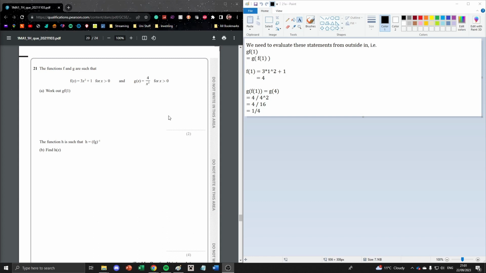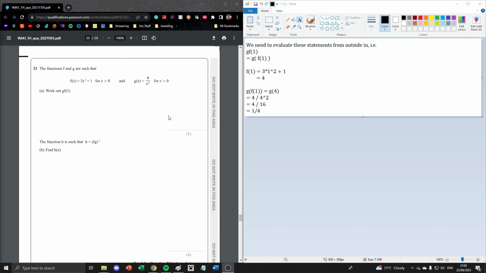Question 21 looks at composite functions. So we're told that the functions f and g are such that f of x equals 3x squared plus 1 for x greater than 0, and g of x is 4 divided by x squared for x greater than 0. And part A asks us to work out g of f of 1.